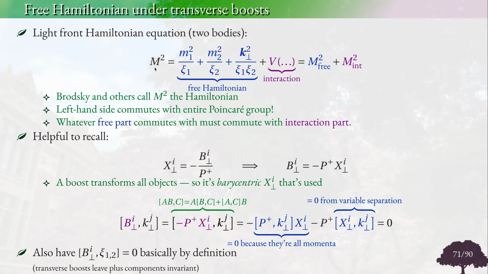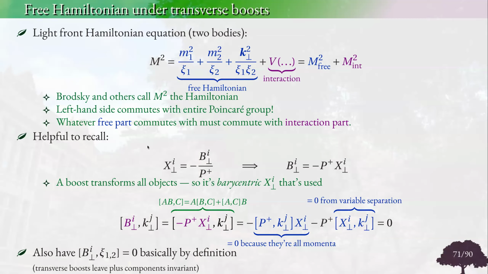Now, the left-hand side commutes with the entire Poincare group because, of course, m squared is a Poincare invariant. That means that whatever the free part commutes with, the interaction part must also commute with. And it turns out that the free part commutes with all of your Galilean boosts.